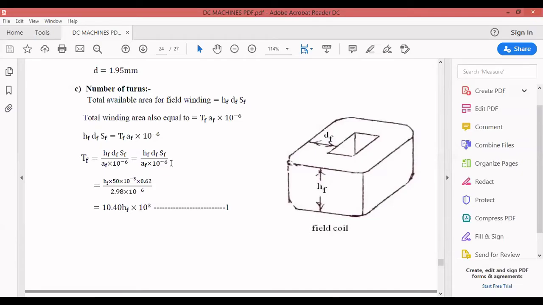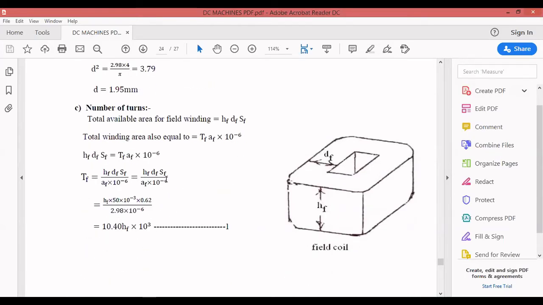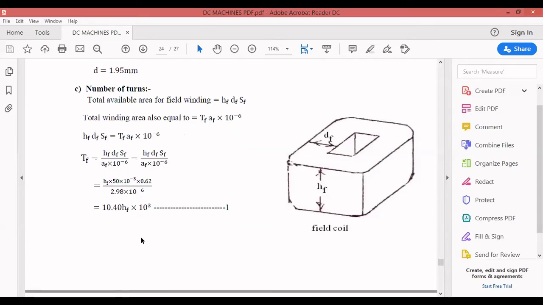But in the problem they directly give the value. SF is equal to 0.62 into AF. AF you already calculated as 2.98, so 2.98 into 10 power minus 6. Just do the calculation. What I got here is 10.40 HF into 10 power minus 3. If you take it to the numerator, it becomes 10 power 6, so you get 10 power 3. So TF is equal to 10.40 HF into 10 power 3. Take this as equation 1.